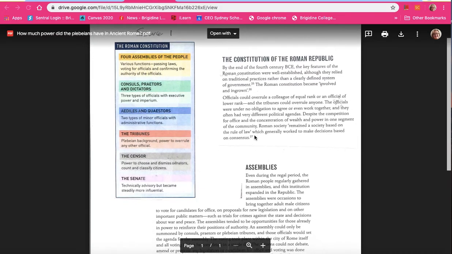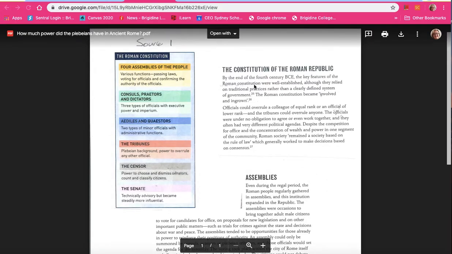Okay, what we're going to do now, yes, we'll look at the Constitution of the Roman Republic. By the end of the 4th century BCE, the key features of the Roman constitution were well established, so they had all the rules of government, although they relied on traditional practices. Okay. Officials could overrule a colleague of equal rank or an official of lower rank. Okay, get this. And the tribunes could overrule anyone. So these are the representatives of the plebeians.